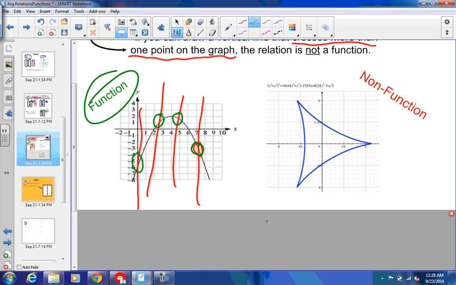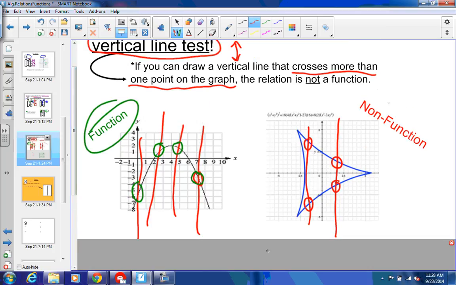Whereas if you take the red pen and you go anywhere, really almost anywhere on this one over to the right, and draw a vertical line, if you look here, it crosses 1, 2 points on the graph. Same thing if you do it over here. 1, 2 points on the graph. And that means that it's not a function by the vertical line test. Okay? So not a function there.